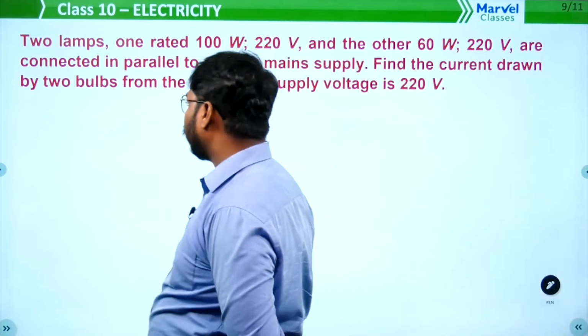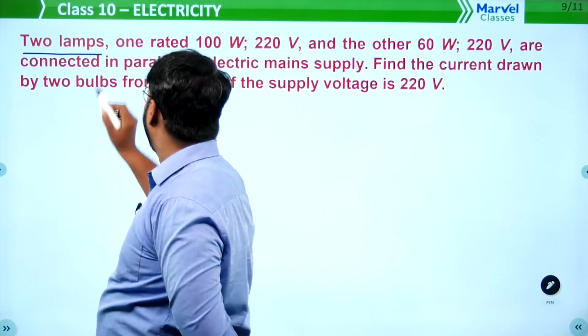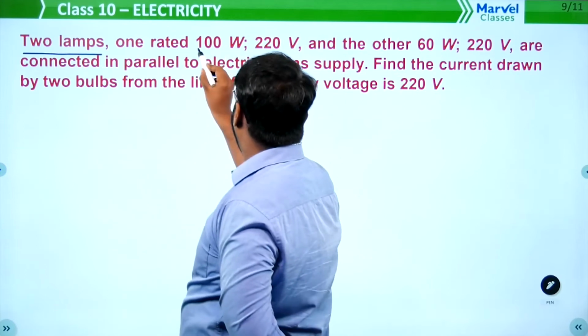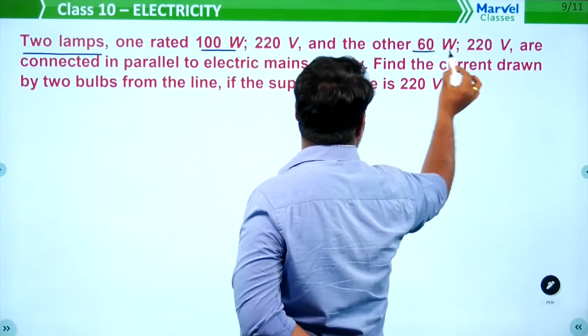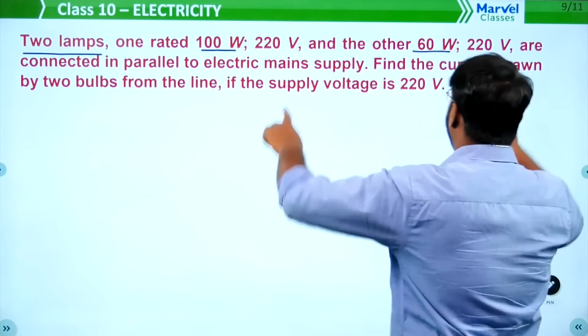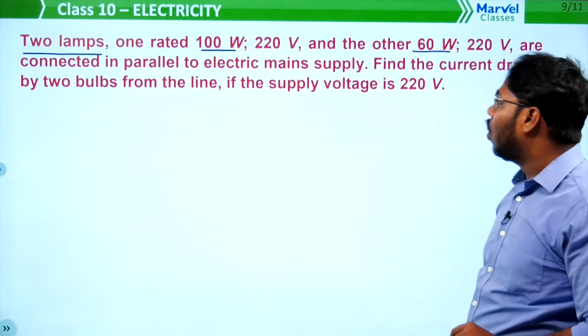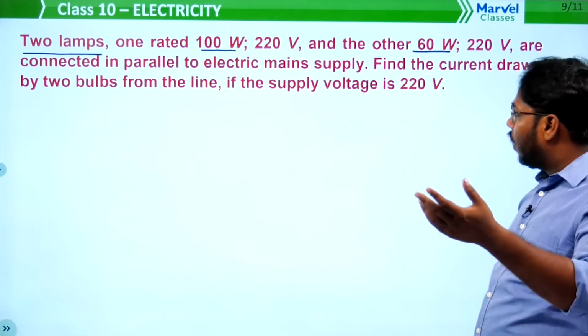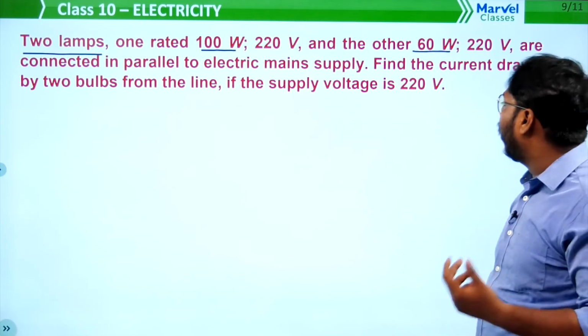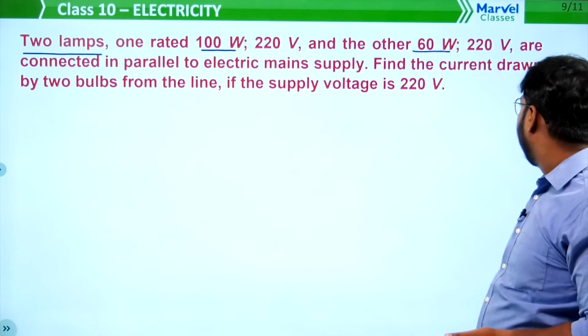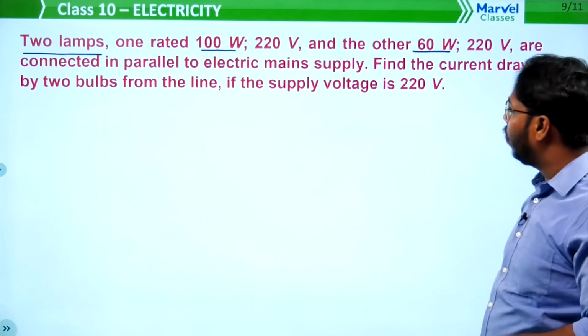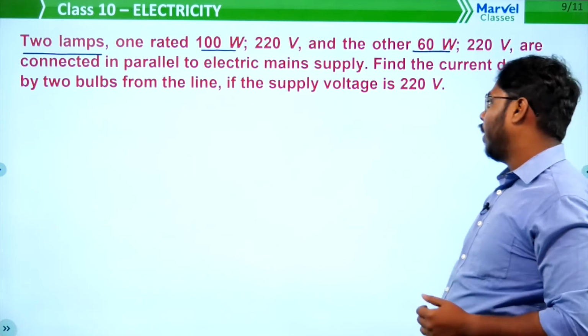See, here you have two lamps, one rated at 100 watt and the other rated at 60 watt. Both are connected across the same voltage, but they are connected in parallel to the electrical main supply. Find the current drawn by the two bulbs from the line.